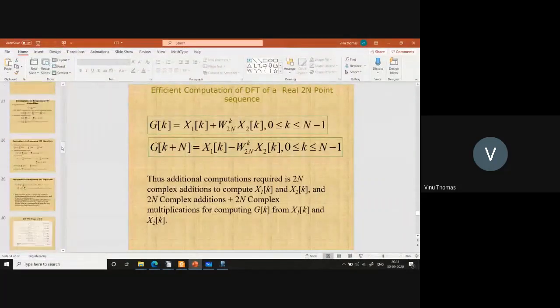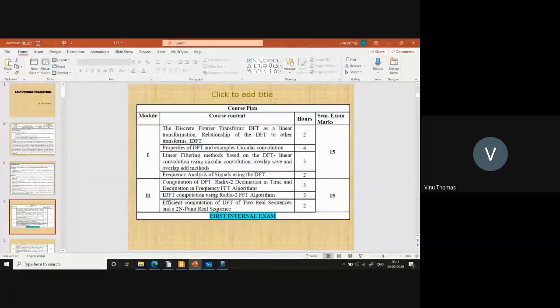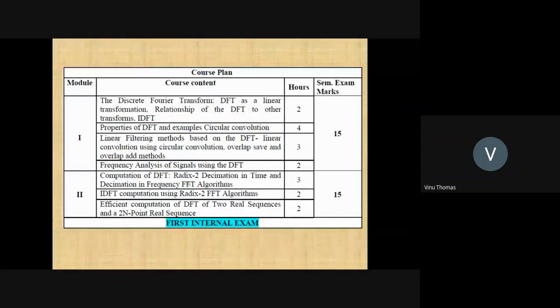Is there anything remaining to discuss in the second module? Okay, so we have seen computation of DFT, Radix-2 DIT and DIF algorithms. We have seen computation of IDFT using Radix-2 FFT algorithms, and we also have seen efficient computation of the DFT of two real N-point sequences and a 2N-point real sequence.